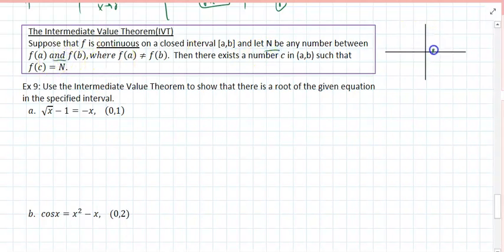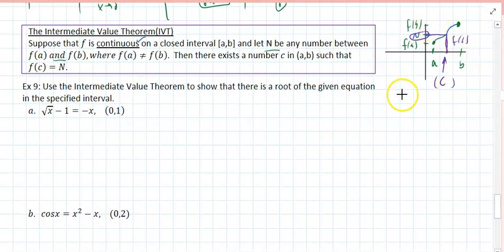Let's say a is right there and b is right there, and let's say f of a and f of b, and let n be between the two values. So let's say n is somewhere in there. If the function is continuous, no matter how you do this, you can't lift your pencil off the board, then there must exist a c in the open interval such that if you take f of c, that would be the n.